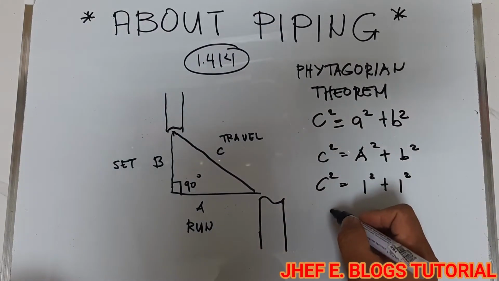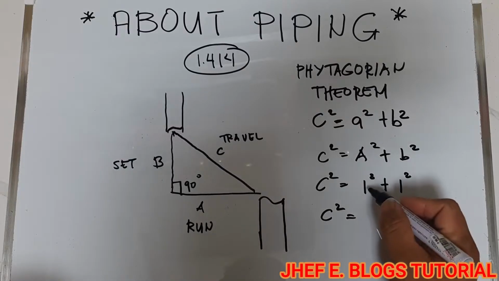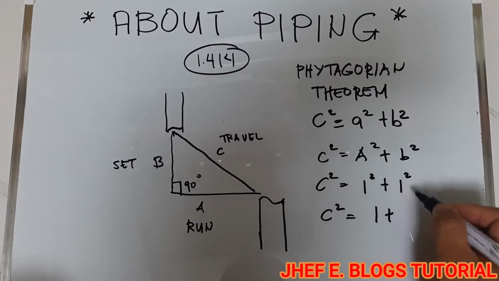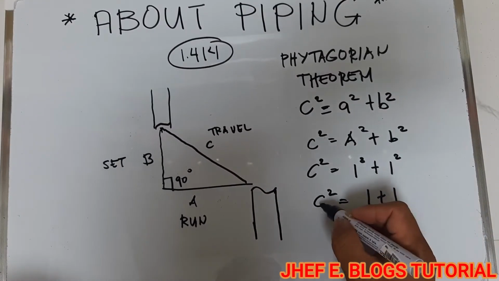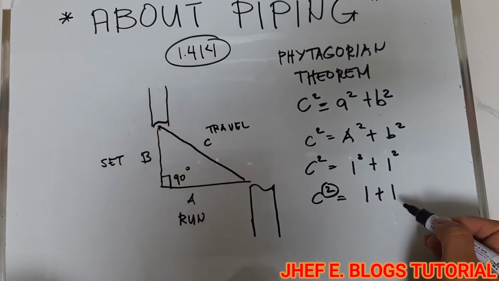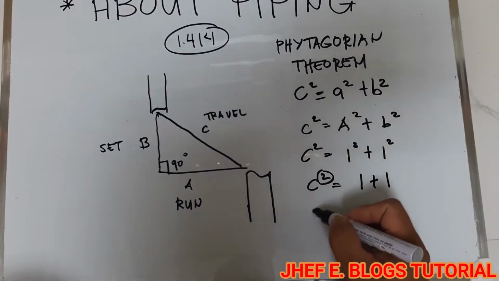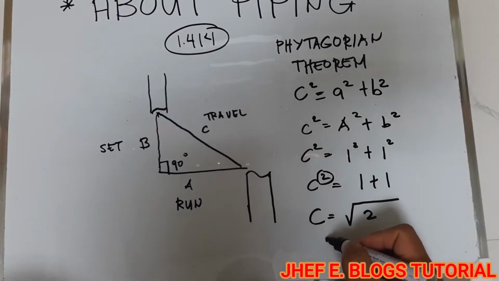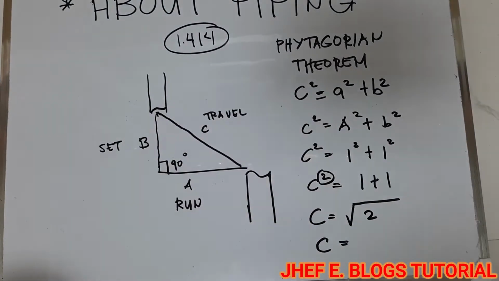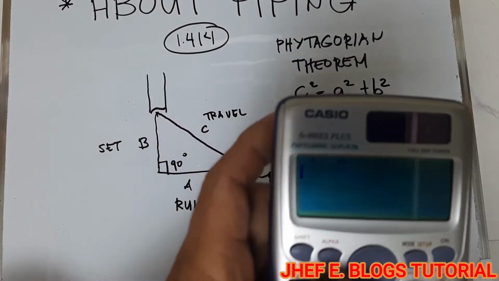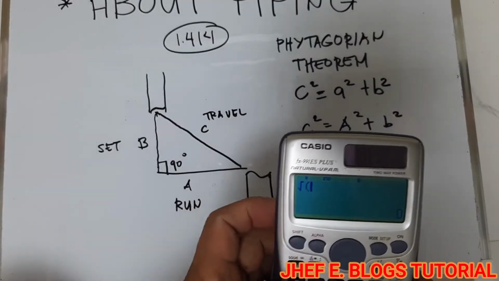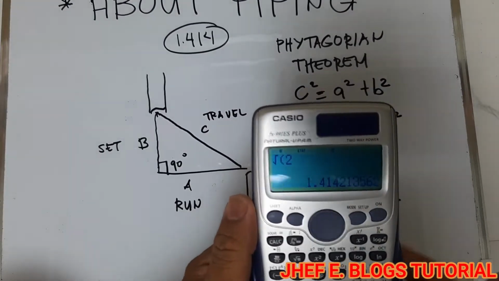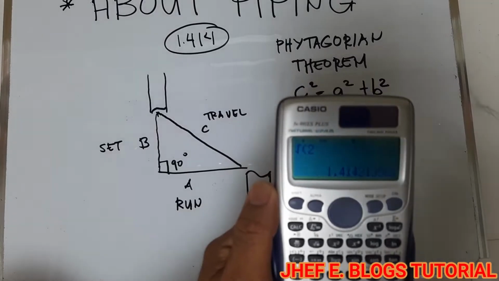C squared equals 1 times 1 is 1, plus 1 times 1 is 1, right? And then they have a square here, that's why I will transpose. I put here that 1 plus 1 is 2. C equals, now we will calculate. As you can see on the calculator, the square root of 2 is 1.414. Okay, this is very clear, guys.